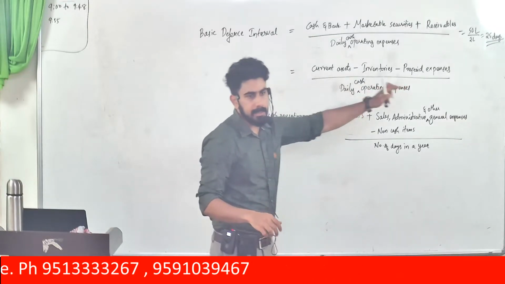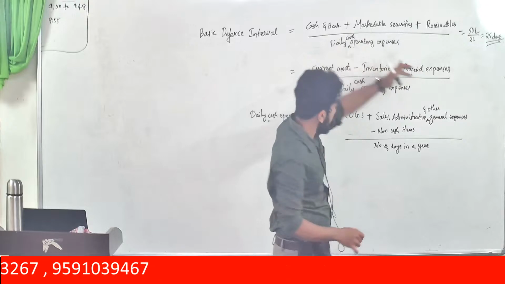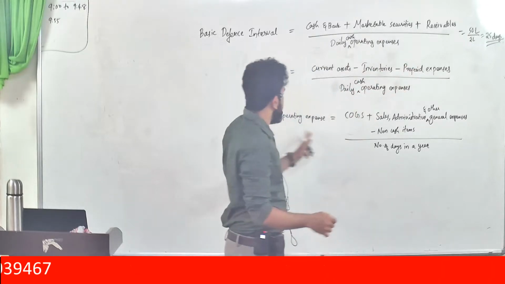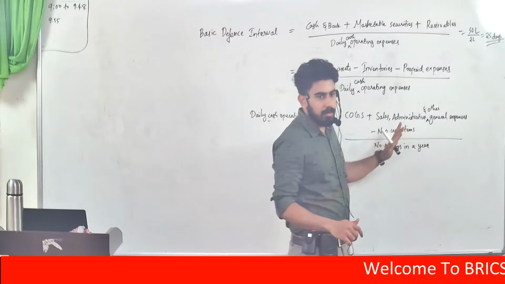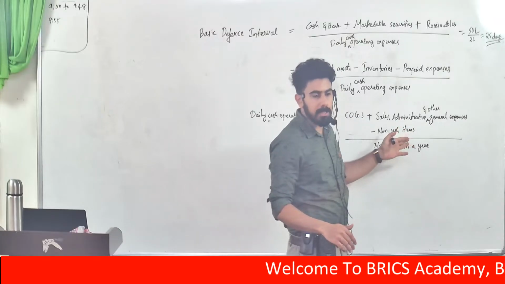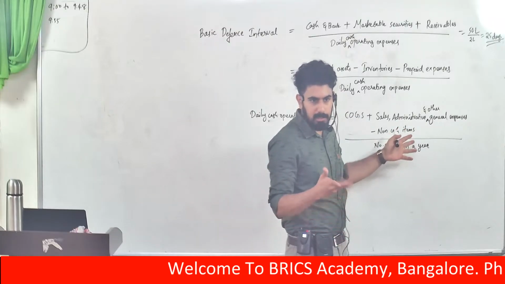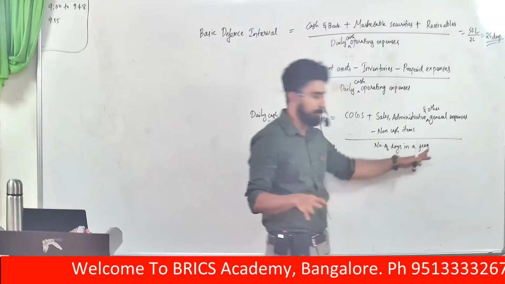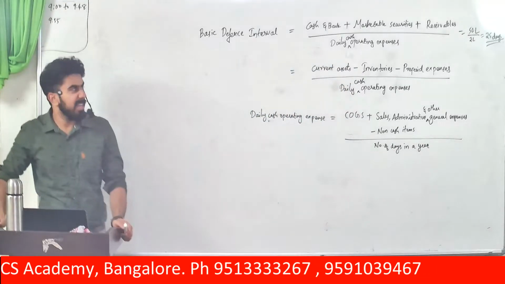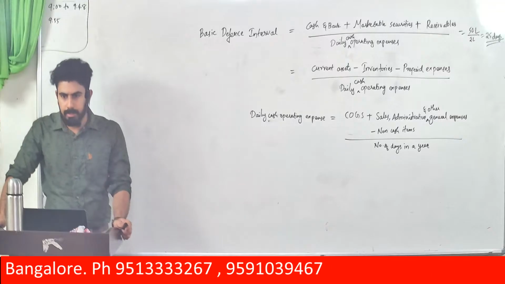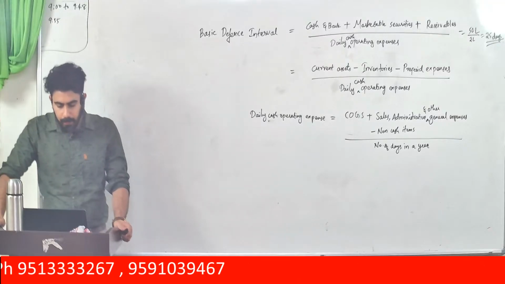And here, this is quick assets. It can be written this way or this way. And the daily cash operating expenses: all these expenses we take, and we reduce non-cash items if there are any. Non-cash, I mean depreciation, amortization, unrealized provision, all this. Then you divide by the number of days, normally 360 or 365 depending upon the scenario. We'll write the interpretation right below.